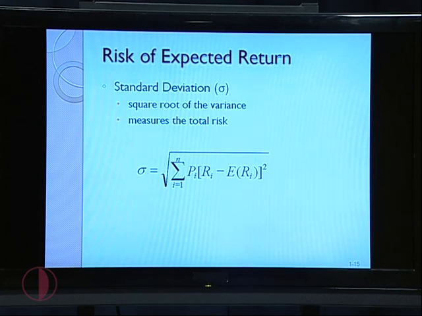Also, we can measure risk of expected return by standard deviation. The variance is the summation of probability multiplied by expected return minus actual return squared. Standard deviation is the square root of the variance. Standard deviation measures the total risk.